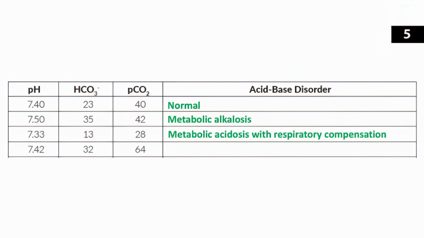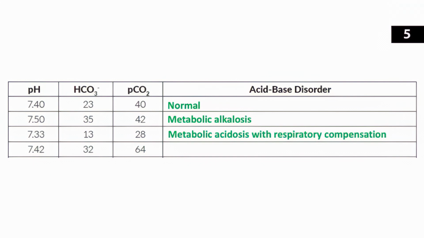Let's do one more of these together, and then I'm going to let you try the rest of them on your own. So the next one says pH of 7.42, and again that's normal, but bicarb of 32 is high. Now high bicarb would suggest that there's a metabolic alkalosis, and the PCO2 is 64, which is pretty high, and that should lower the pH. So is this a case of compensation?